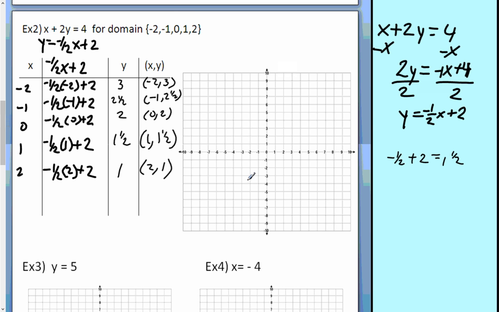Well, I graph them. So let's graph each point. Let's see, negative 2, 3 is here. Negative 1, 2 and a half is about right here. Next one, 0, 2 is here. 1, 1 and a half is here. You can see the straight line being made. And 2, 1 is here. So there's our straight line.